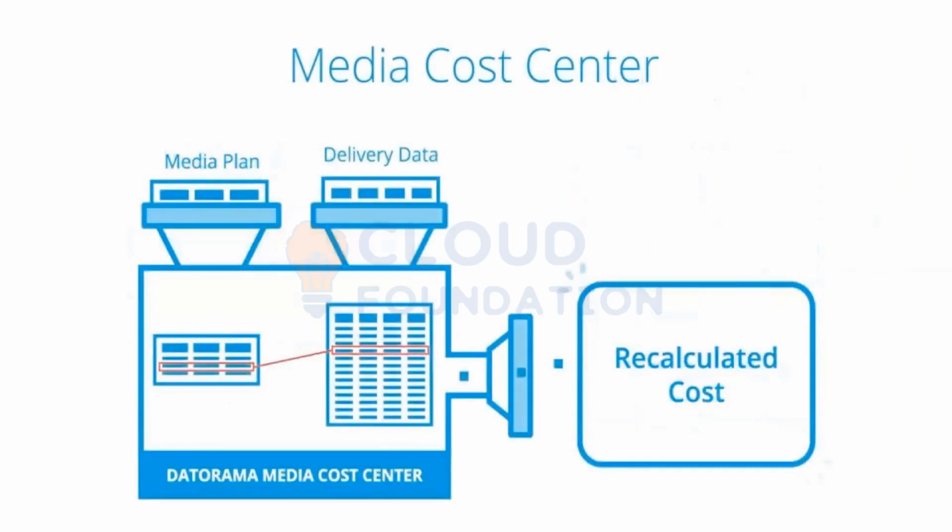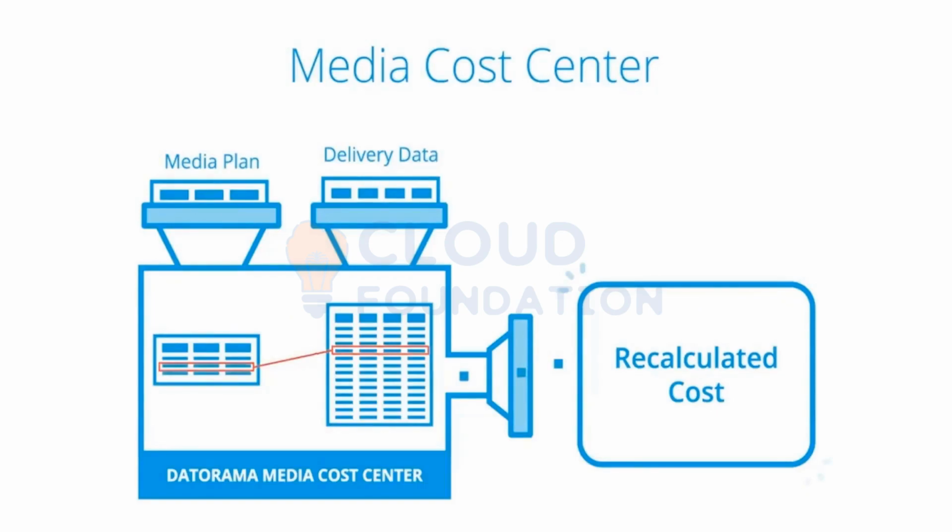But then thanks to Media Cost Center, this entire churning happens in an automated manner, and the recalculated cost is something that it delivers out. What is the recalculated cost? It's nothing but comparing the media plan cost and the delivery cost and coming up with the recalculated cost, which basically tells at what actual price we got the delivered data from the various sources.